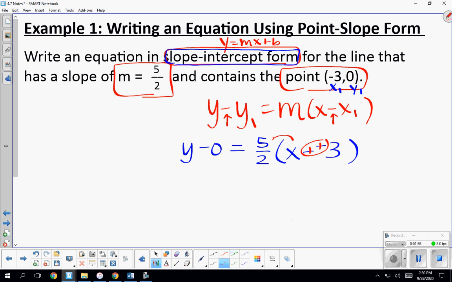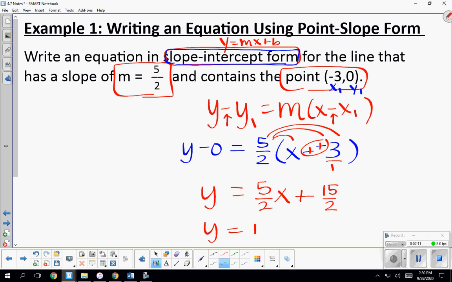Now we're just going to go ahead and distribute. So we get 5 over 2x plus, if we distribute here, this is a 3 over 1, we'll get 15 over 2. And y minus 0 is equal to y. So this is now in y equals mx plus b form.